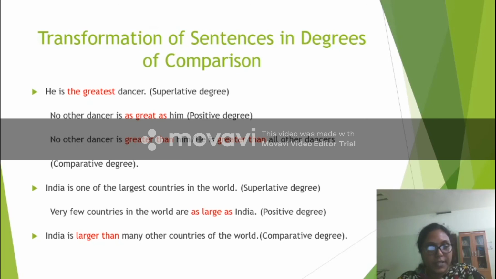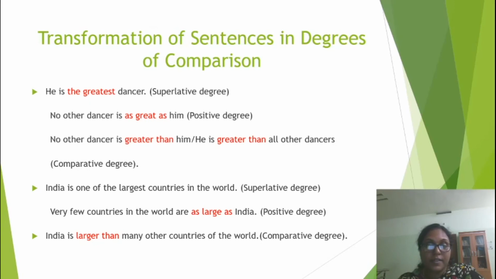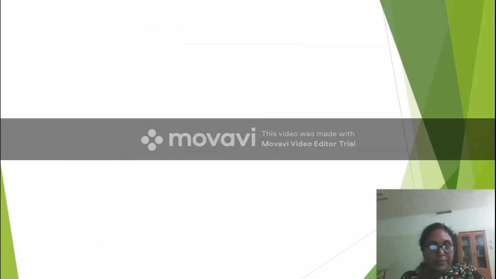Now we will see another sentence. India is one of the largest countries in the world. It is in the superlative degree. Very few countries in the world are as large as India. It is in the positive degree. And India is larger than many other countries in the world. It is in the comparative degree.